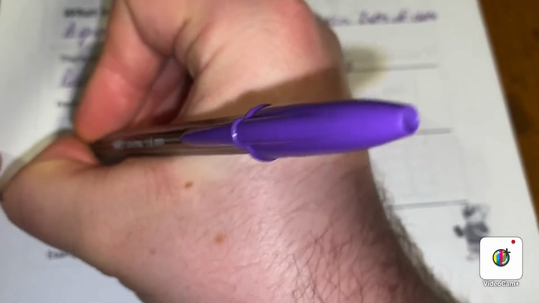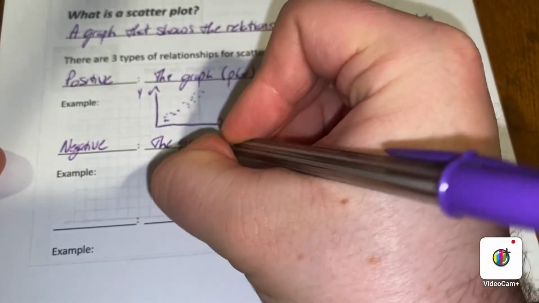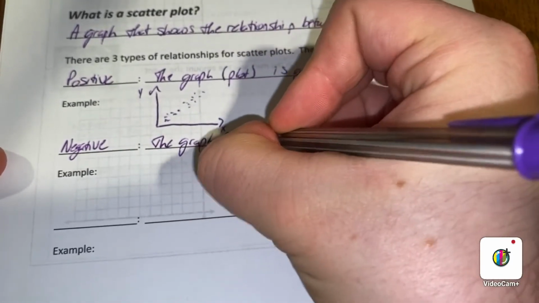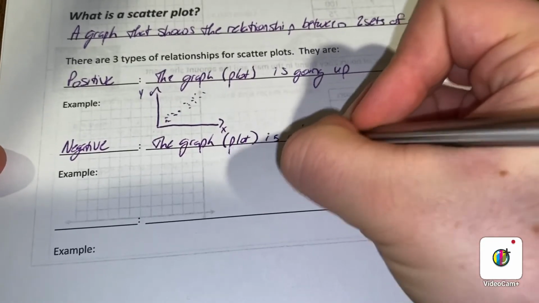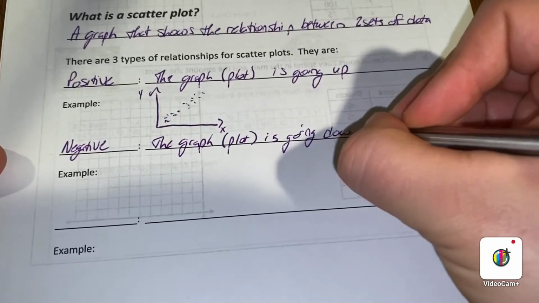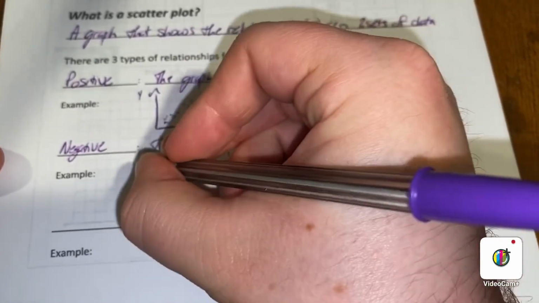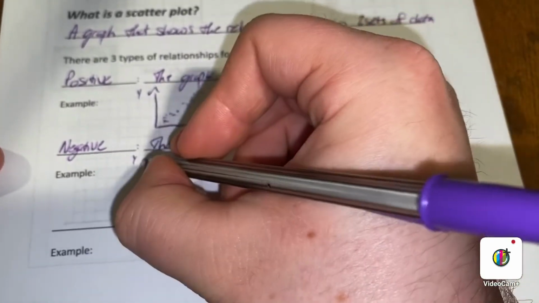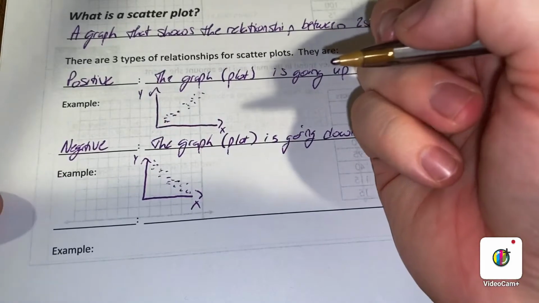The next one would be negative. So the graph or plot is going down. Here's y, here's x, so it's starting up high now, and it's coming down. It's going in a down direction.